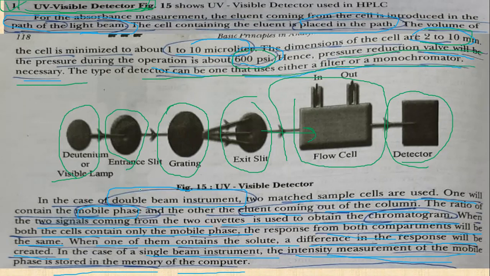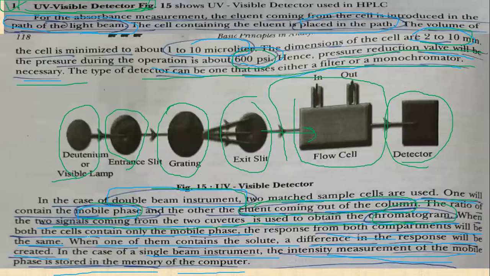monochromator. Okay, so in the case of a double beam instrument, two matched sample cells are used. Okay, one will have mobile phase only, and the other will have eluent along with the mobile phase, that is coming out of the column. So the ratio of the signal obtained from these two cuvettes is used to plot a chromatogram.